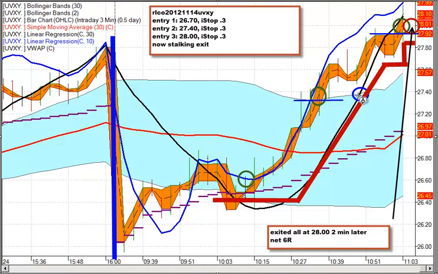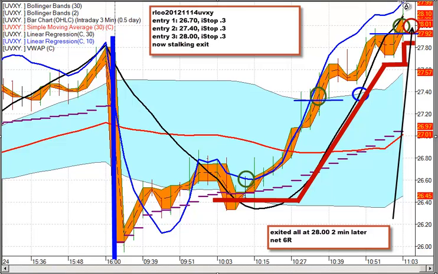Shortly thereafter, the 30-period regression line leaves the river. This is the beginning of trending behavior in this tall green. When it breaks above 27.80, it makes this peak here at 28, pulls back, stays out of the river, and resumes. I make my third entry at 28 with a 30-cent stop.